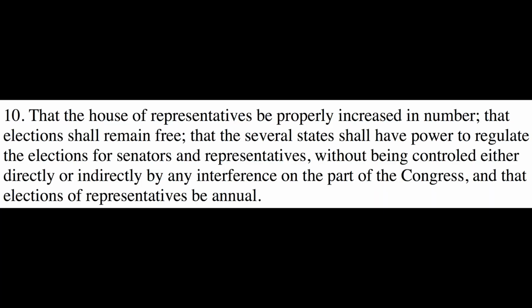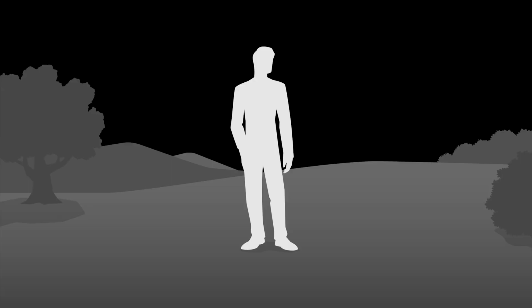So moving on to number 10. That the House of Representatives be properly increased in number, that the elections shall remain free, that the several states shall have power to regulate the elections for senators and representatives, without being controlled either directly or indirectly by any interference on the part of the Congress, and that elections of representatives be annual. This was another very important thing. They believed that representatives should be changed every single year. Not this 2-year or 4-year or 6-year bullshit. They believed that the representatives should be changed annually. And they made a lot of great arguments how this is the best way to fight corruption.